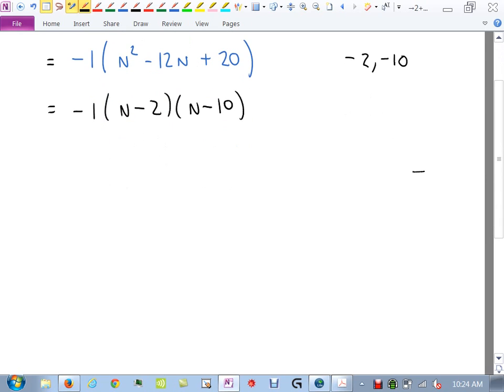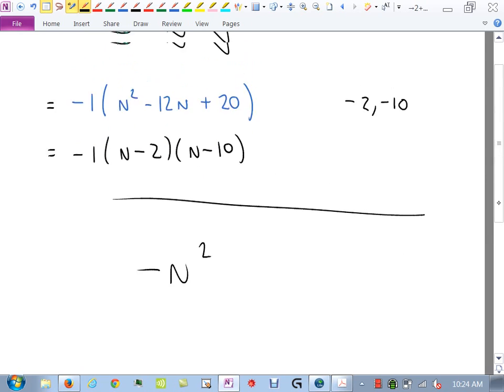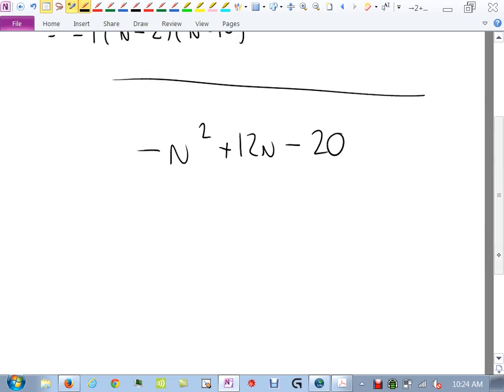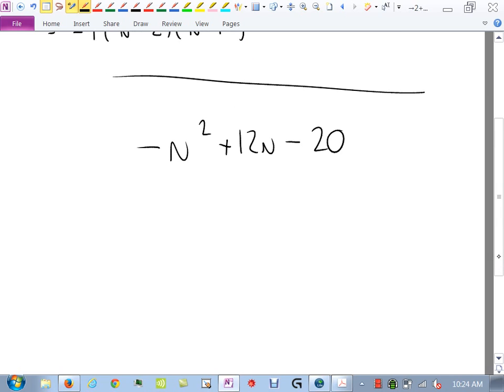Let me show you what would have happened had we not done that. Okay, so let's say we would not have done that, right? Then you would have said what? Negative 20 and positive 12. Would that have even worked? Would negative 10 and positive 2 have worked? No. Would 10 and negative 2 have worked? No.